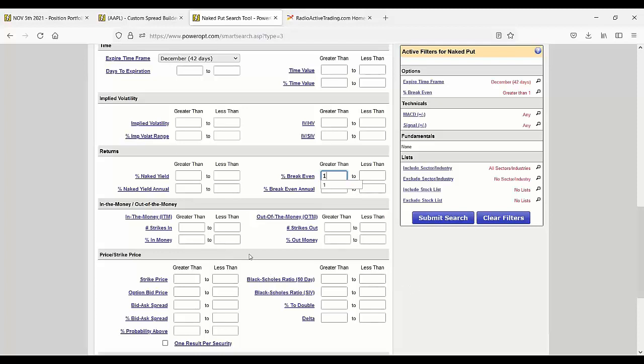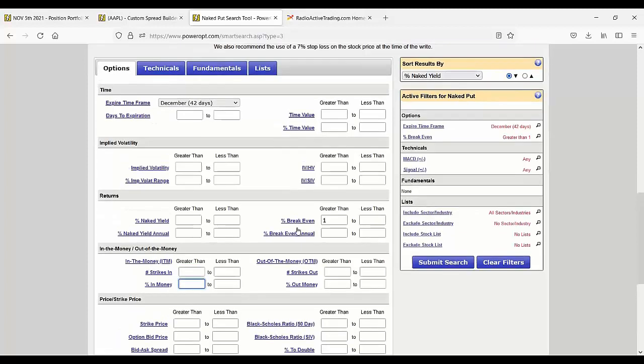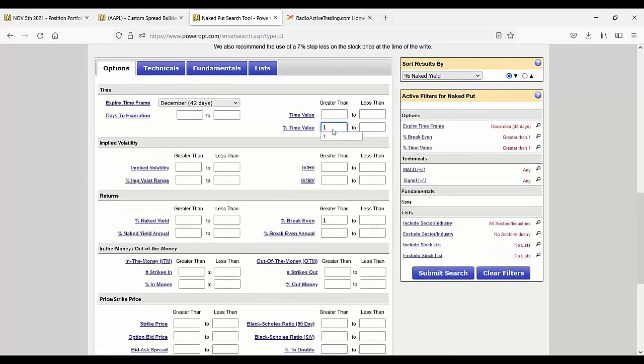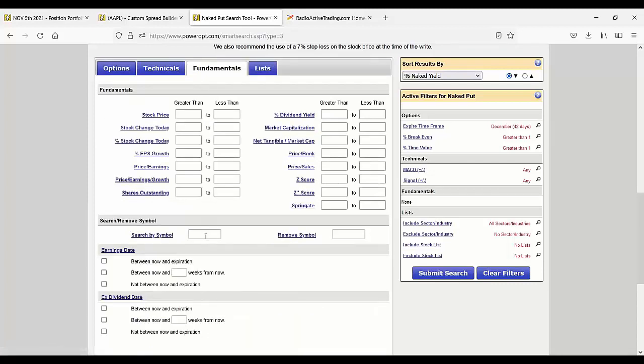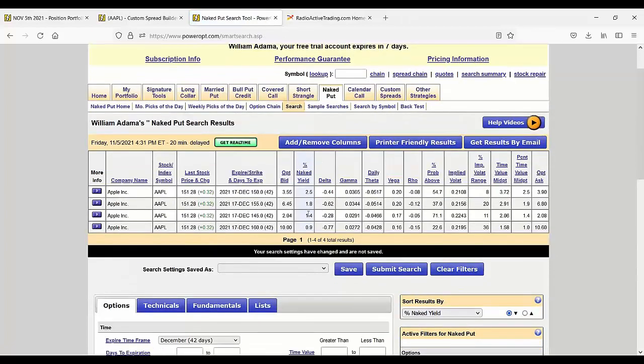In any case, it's going to be more than that, but I'm not going to worry about in or out of the money. You could put in your number of strikes that you wanted to be in or out of the money. What I am going to do is also put in at least a 1% time premium. I'm not going to worry about bid-ask spread. I'm not going to worry about open interest. I'm not going to worry about any of that. What I am going to do now is go into fundamentals, and I'm just going to screen against AAPL.